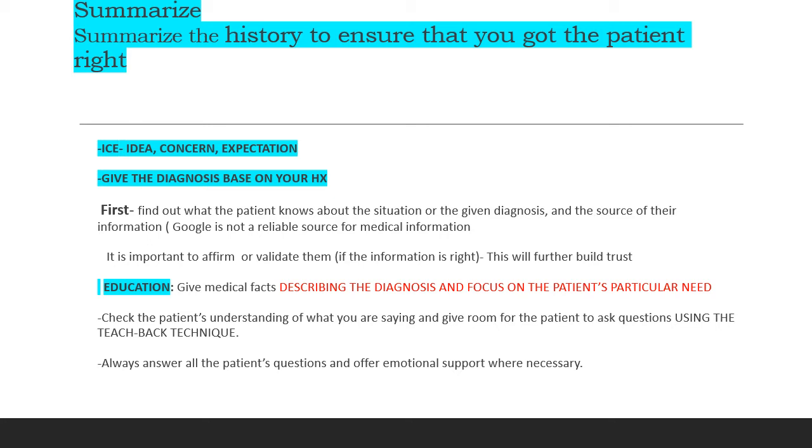So going to the next one, education. In educating this patient based on your diagnosis, you need to give the medical facts, describing the diagnosis with a focus on the patient's particular need. Always check that the patient is understanding what you're saying, give them room to ask their questions, and use a teach-back approach to make sure that you're on the same page. And always remember to give emotional support where necessary.